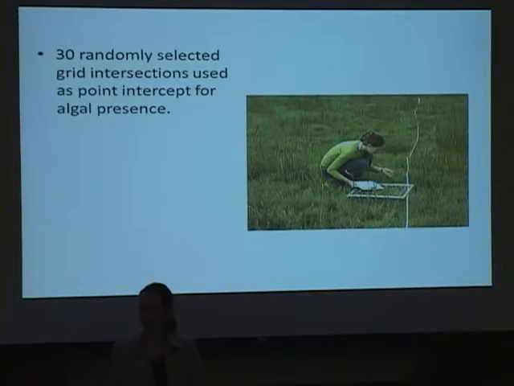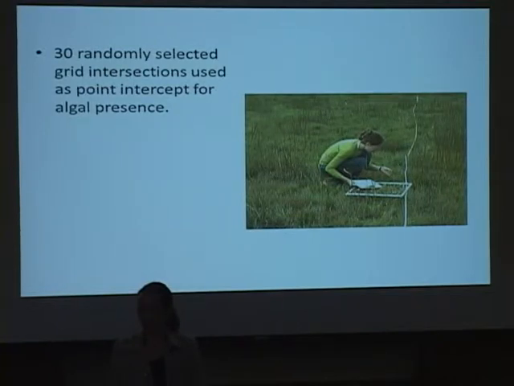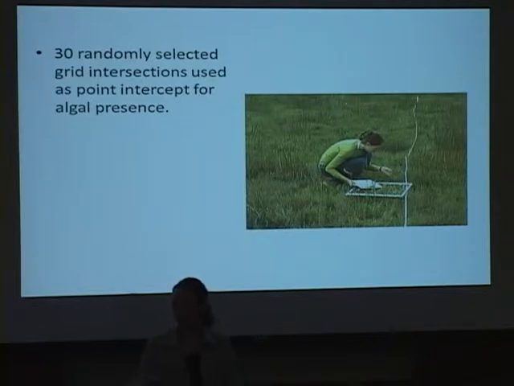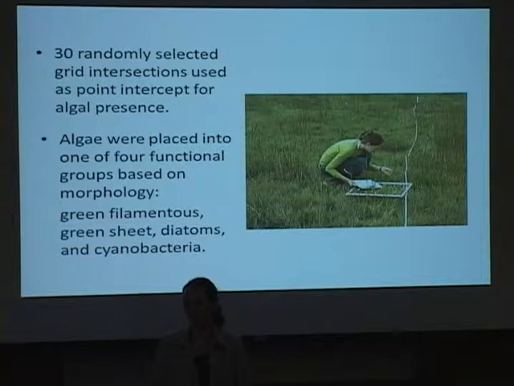So within each treatment, we had 30 randomly selected grid intersections, and we laid out transect lines, and then we had quadrats that had points selected on them, and we would look at algal percent cover within those quadrats. And all the different algae that were found were placed into functional groups, based on their morphological characteristics. So we had 4 functional groups. These were green filamentous, green sheet, diatoms, and cyanobacteria. And I'll go over each one of those groups.